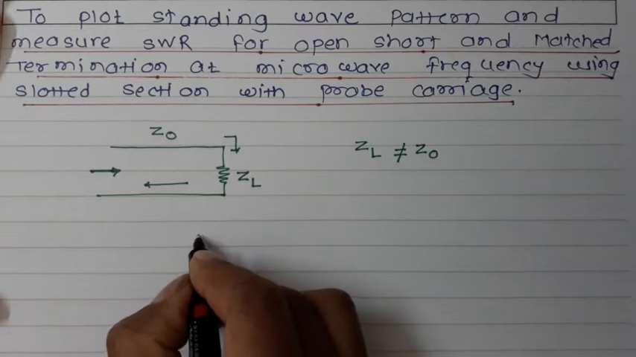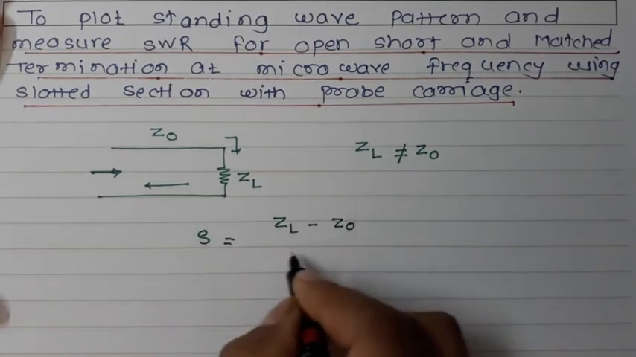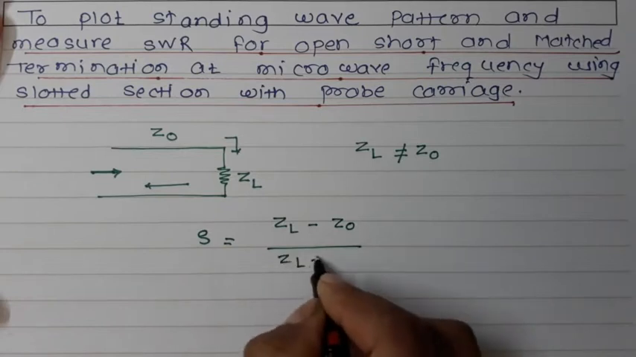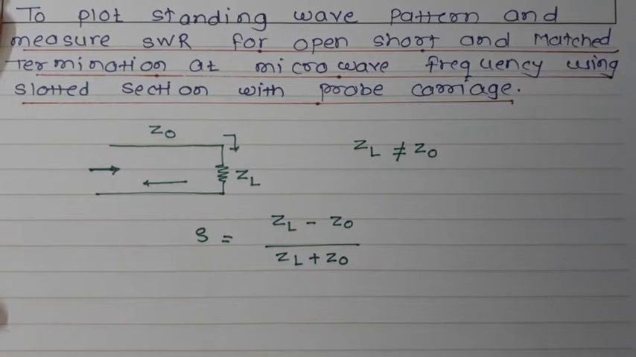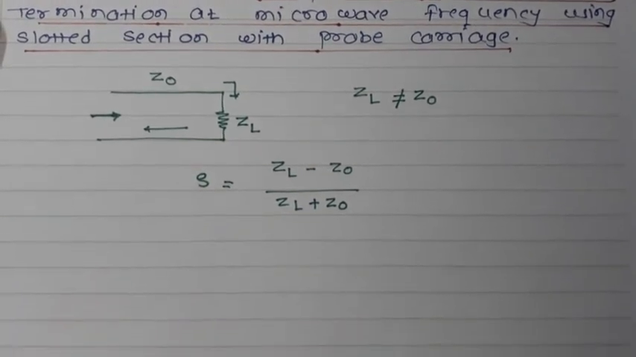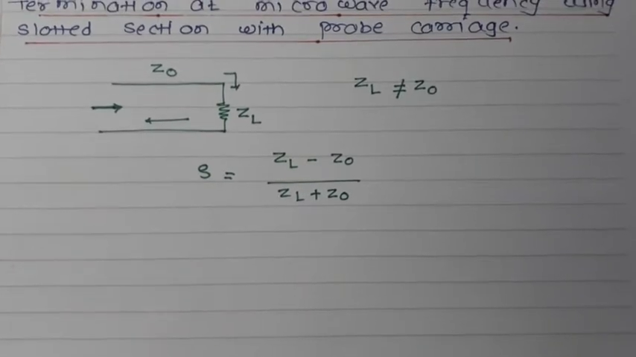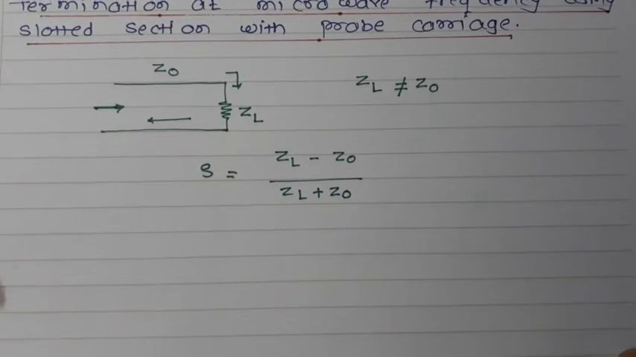So the reflection coefficient is equal to ZL minus Z0 divided by ZL plus Z0. This reflection coefficient is nothing but the measure of how much mismatch there is between your characteristic impedance and the terminated load.